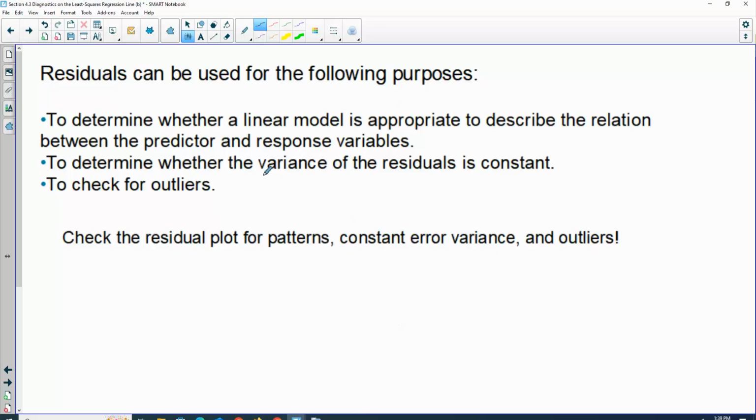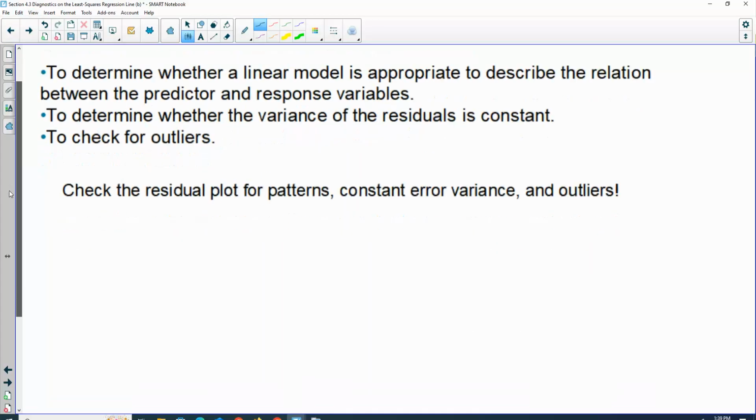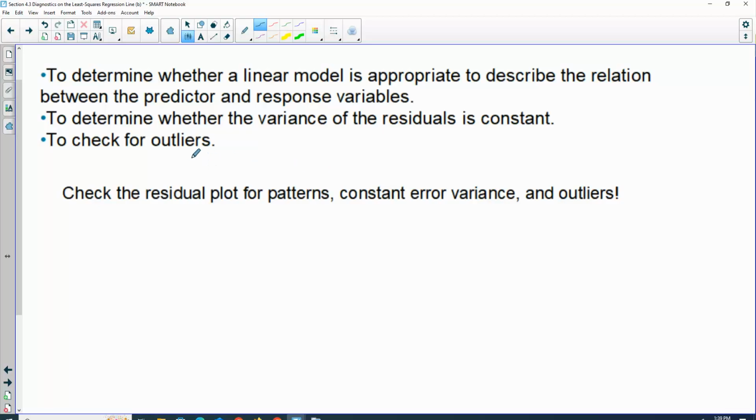Actually, let me go back. I'm going to write a couple things on here. When we start talking about these residual plots, we're looking for a couple different things. If there is no pattern when we look at these graphs, it means it is linear.